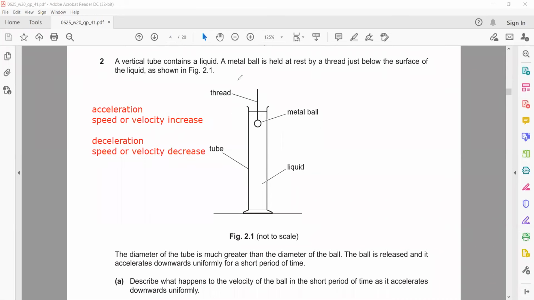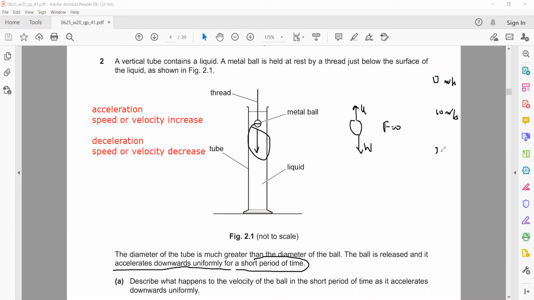The reason why we cannot say it reaches a terminal velocity in this part is that they mention here the ball is released and it is accelerating downward for a short time. They're only asking what happened for a short time. Later, when the weight of the ball balances with the upward force, when there is no resultant force, it will continue to move with a constant speed. But the part they asked, it started with 0 meters per second, then 10, then maybe 20 meters per second. So here speed is increasing, but the acceleration is constant.